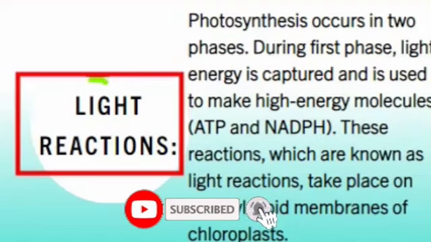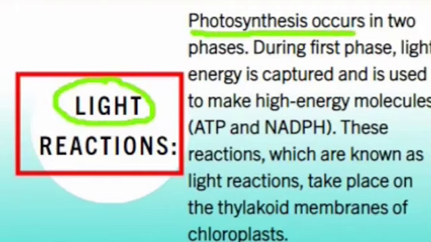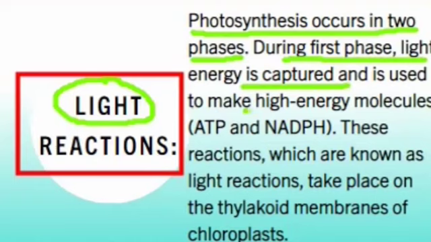Light reactions are those reactions that occur in the presence of light. Light means sunlight, because sunlight is involved in these reactions. Photosynthesis occurs in two phases, during daytime and during nighttime. During the first phase, light energy is captured and is used to make high energy molecules, ATP and NADPH. Light energy is captured from the environment as sunlight by the plant body, and high energy molecules are synthesized, such as ATP and NADPH.